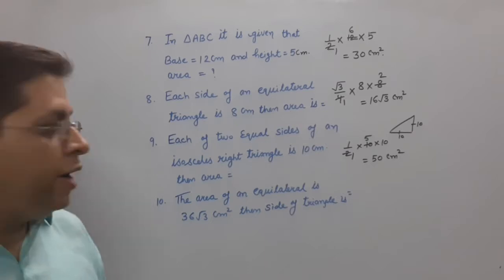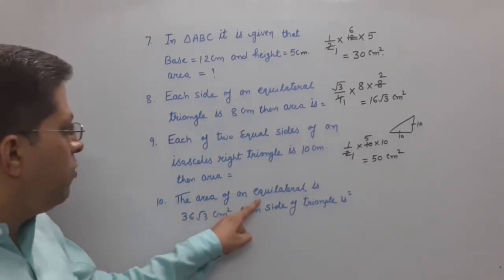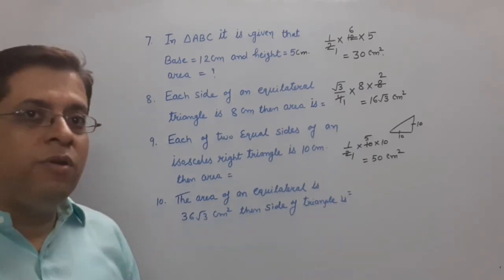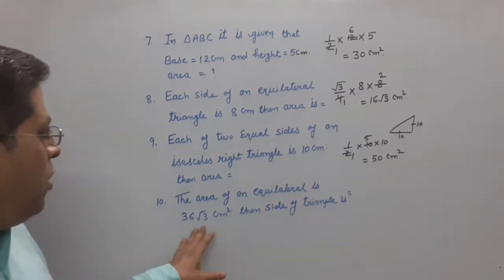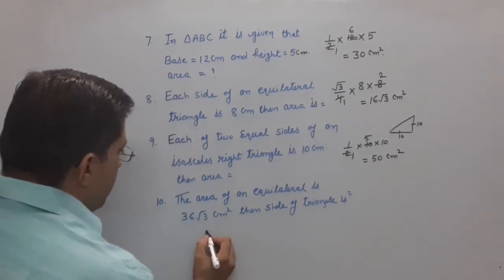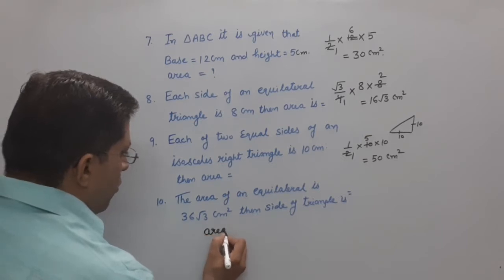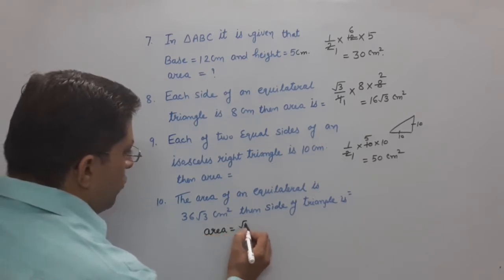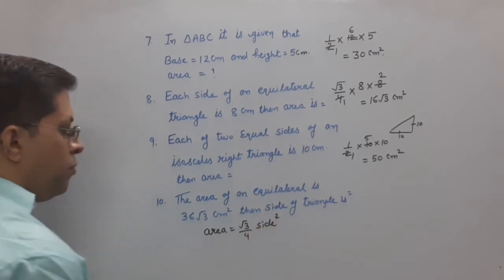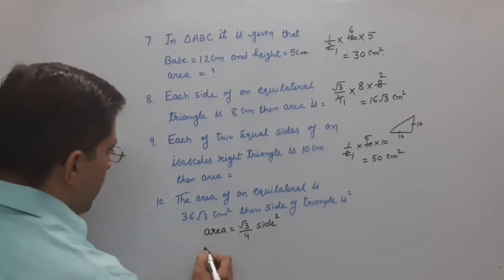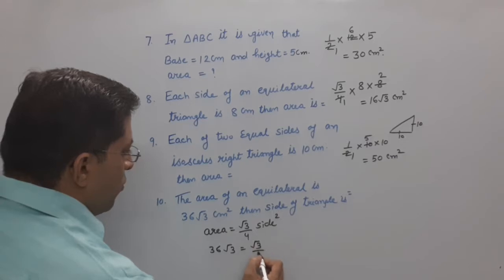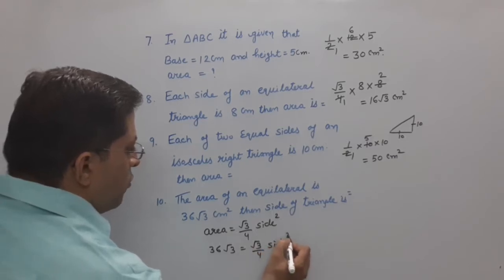Now next one is important one. Just you see. The area of an equilateral triangle is given to you. Then side of a triangle will be what? What is area of equilateral triangle? It is root 3 upon 4 into side square. Okay. What area is given to you here? 36 root 3. Root 3 upon 4 side square.